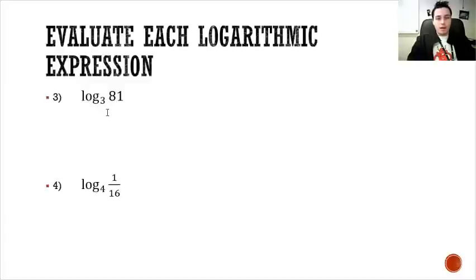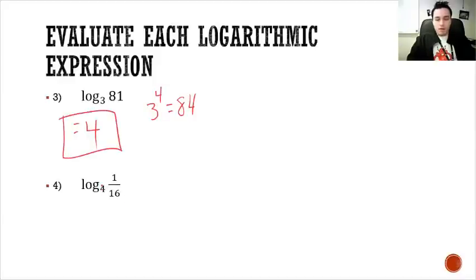Evaluate. These can be done mentally because it's just like our log war game was. So here, 3 to what power is 81? 3 to the 4th power. Okay, if you're not sure, you can type this stuff in the calculator to verify. So therefore, the answer is 4.